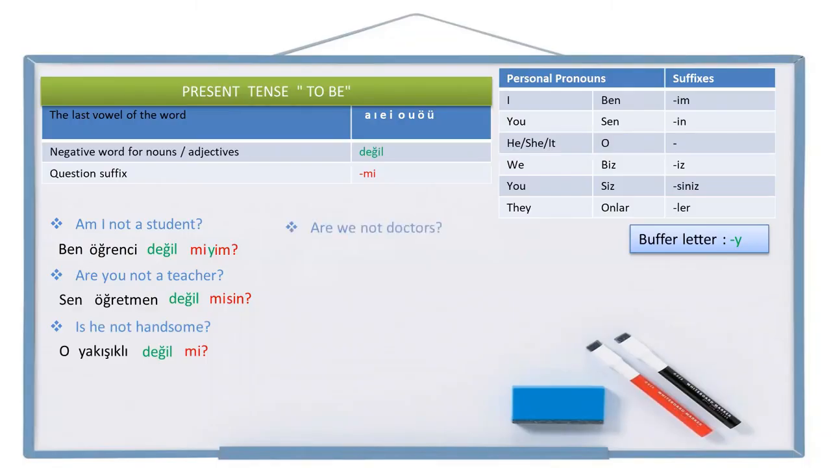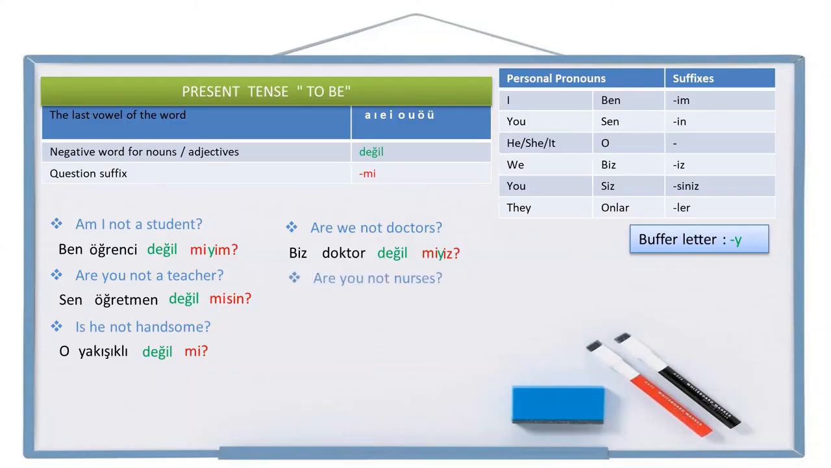Let's make some plural examples. Are we not doctors? Let's write the person pronoun we first. Biz. Doctors, but we are going to write singular doctor. Not doctor, doktor değil. And the question suffix me and the person pronoun suffix to the end. Two vowels cannot be together. We need a buffer letter between them. So the sentence is, biz doktor değil miyiz? Are we not doctors? Biz doktor değil miyiz?